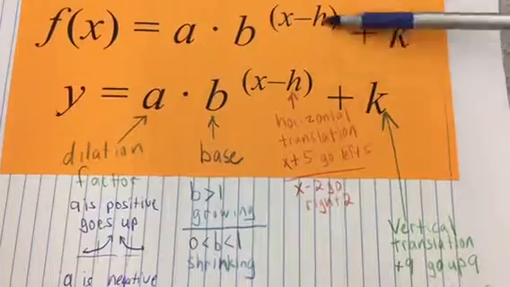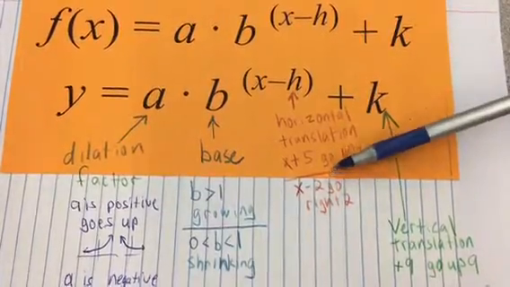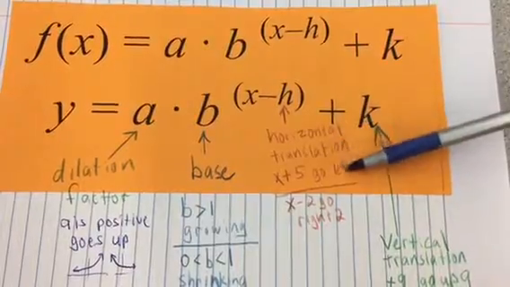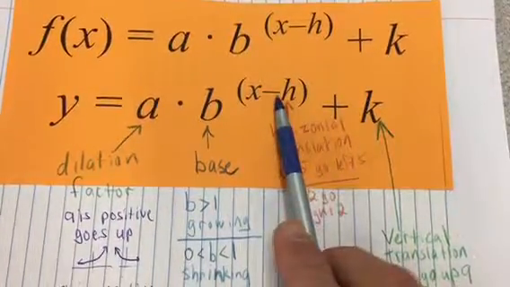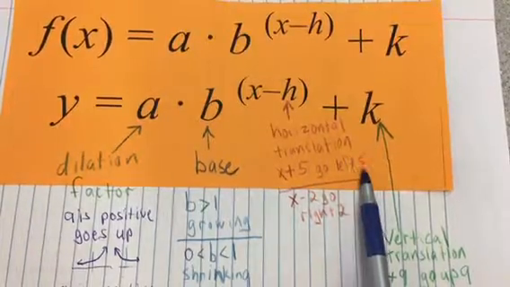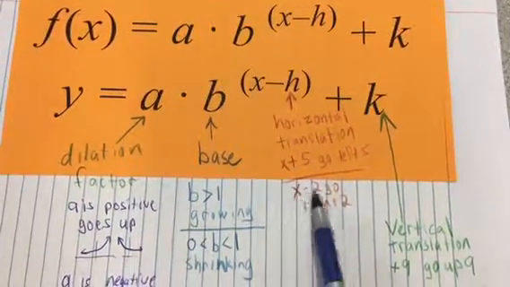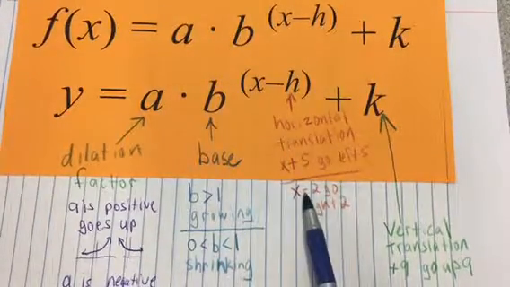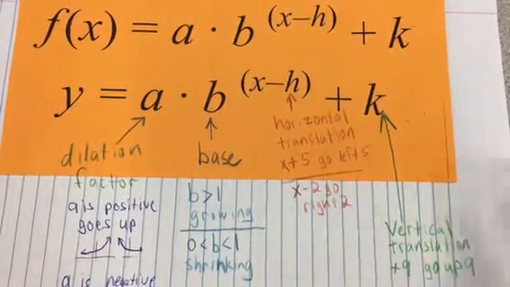Your h value is the same as it was in the other function. That's your horizontal translation. This makes you go left or right. Always do the opposite of what your x tells you. So if x says plus 5, you're going to go left 5. If it says x minus 2 in there, in this parentheses, you're going to go right 2. Not minus, not left. You're going to go right.